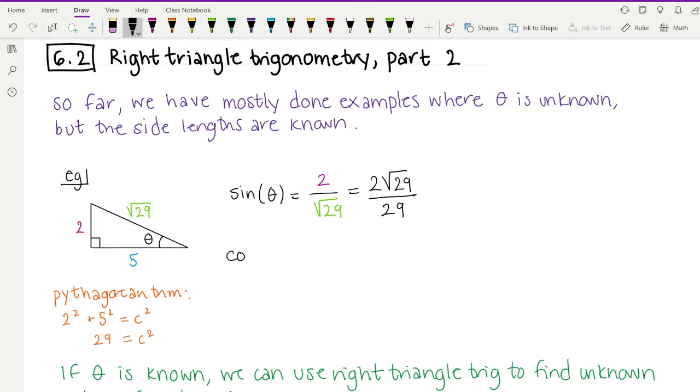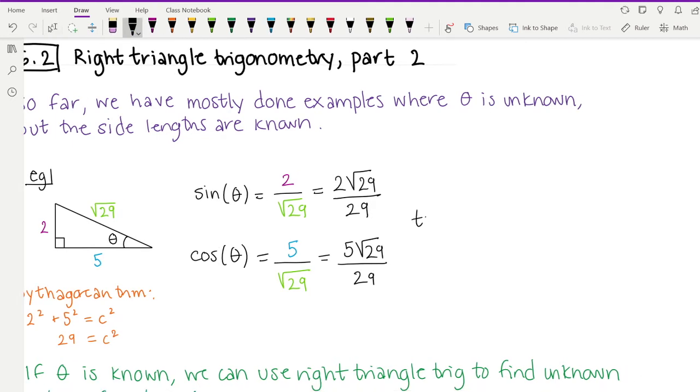And then cosine of theta would be equal to the adjacent side. Remember, cosine is adjacent over hypotenuse, so that's going to be 5 over the square root of 29. And again, if we rationalize that, that's going to be 5 root 29 over 29. And then tangent is opposite over adjacent. So tangent of theta is the opposite side, so that would be 2, right? That's opposite of the angle, over the adjacent side, which is 5. So we get 2 over 5.